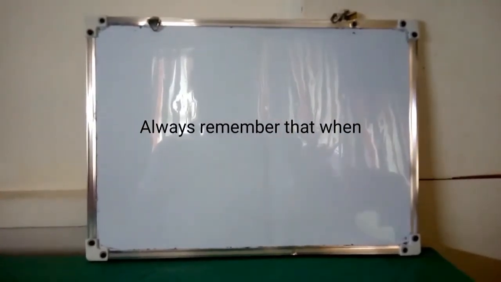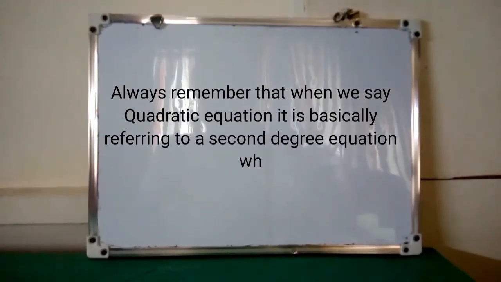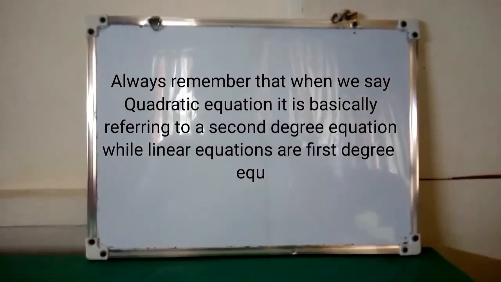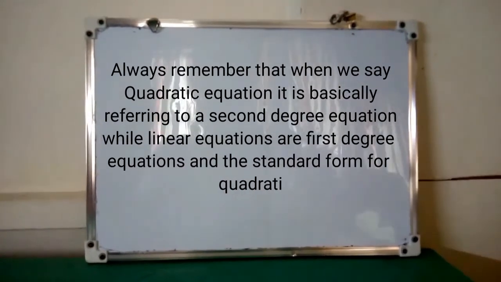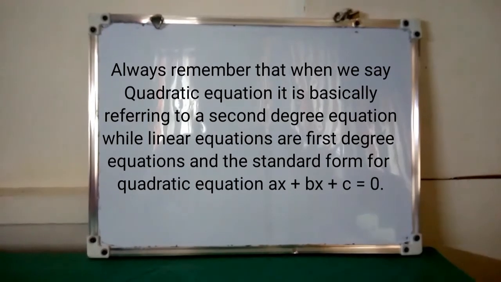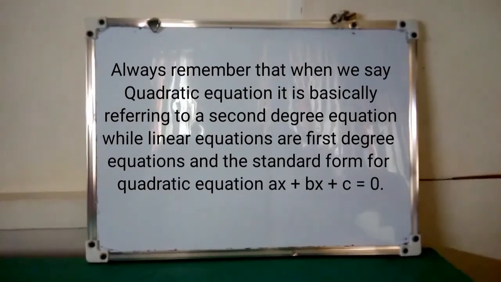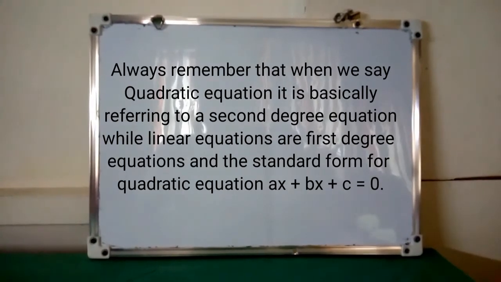Always remember that when we say quadratic equation, it is basically referring to second degree equations, while linear equations are first degree equations, and the standard form for quadratic equations is ax squared plus bx plus c equals 0.